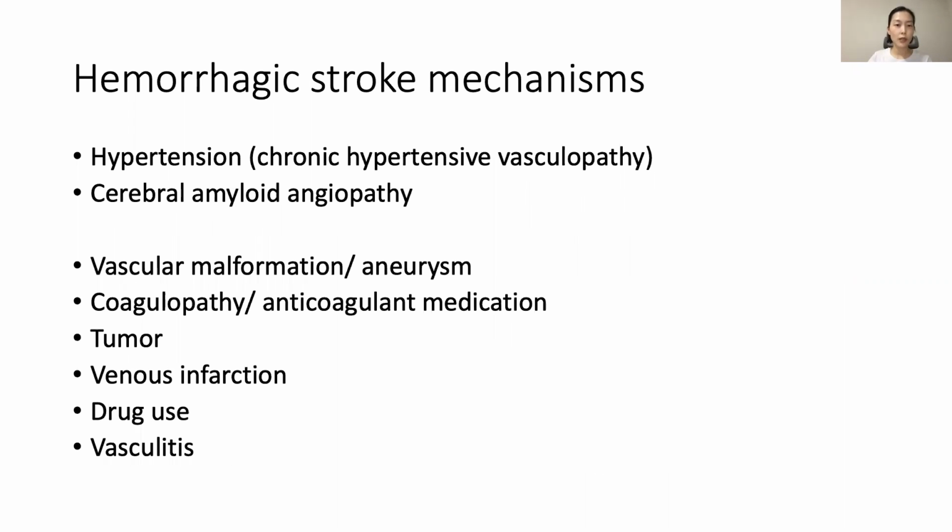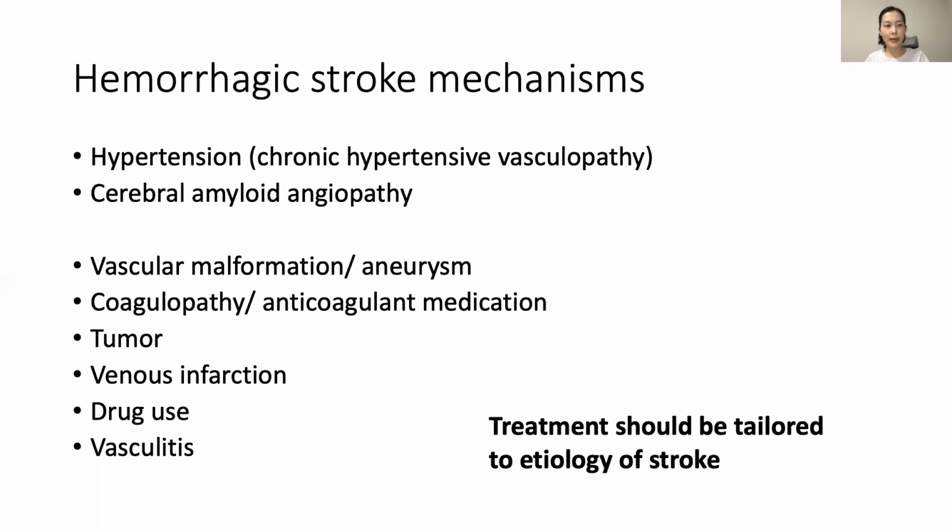Hemorrhagic stroke. Again, there are different mechanisms, and you really want to identify why it happened so that we can appropriately prevent them from having it again. And hypertension is probably the most common cause of all strokes, ischemic and hemorrhagic, especially hemorrhagic strokes. Hypertension and cerebral amyloid angiopathy are the top leading reasons for hemorrhagic strokes, probably. And then the rest are much rarer.